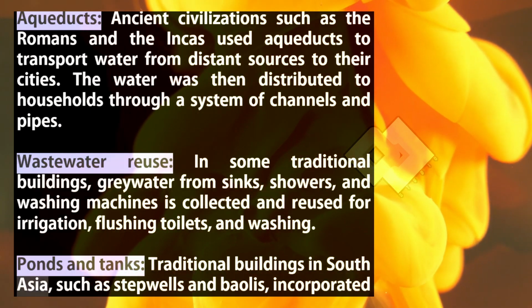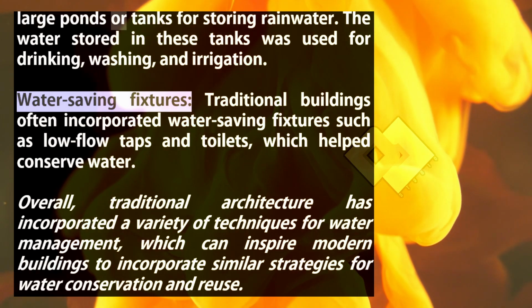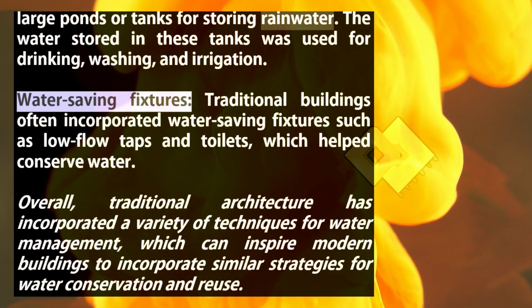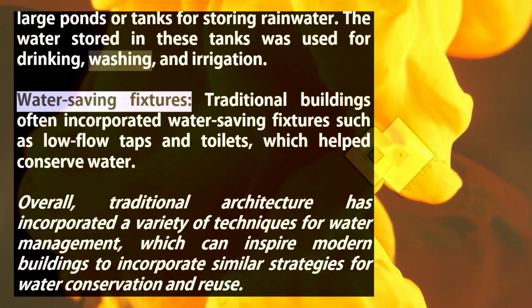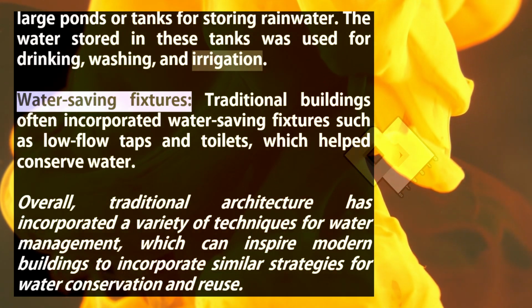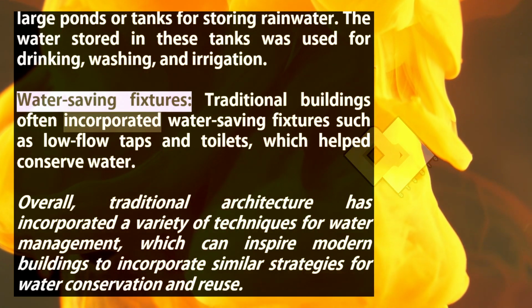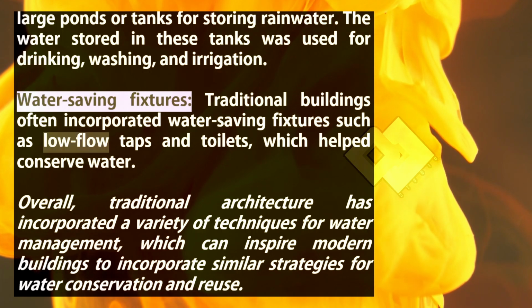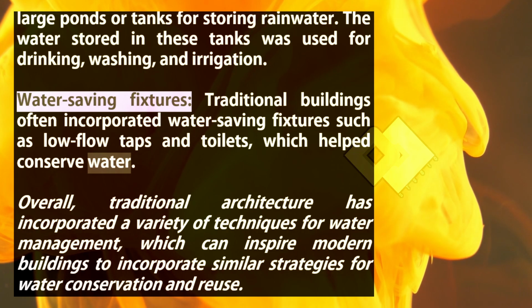Traditional buildings in South Asia, such as stepwells and baolis, incorporated large ponds or tanks for storing rainwater. The water stored in these tanks was used for drinking, washing, and irrigation. Water-saving fixtures. Traditional buildings often incorporated water-saving fixtures such as low-flow taps and toilets, which helped conserve water.